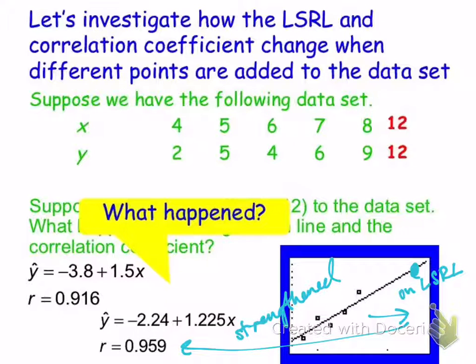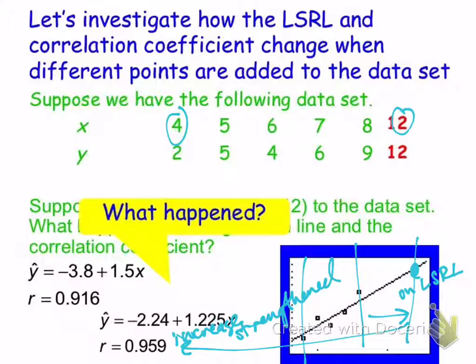So I did two things. I added to my LSRL and I widened my X range, because now I could predict anything from 4 to 12, whereas before I could only predict from 4 to 8. So I have strengthened it, I've increased my range so that I won't extrapolate, and it's made life a lot better. When you have a data point on your LSRL, that can strengthen it, so it can increase my correlation coefficient.